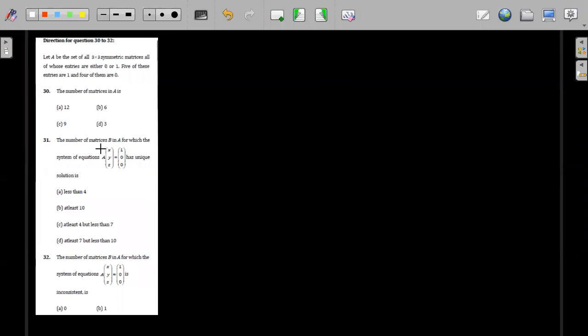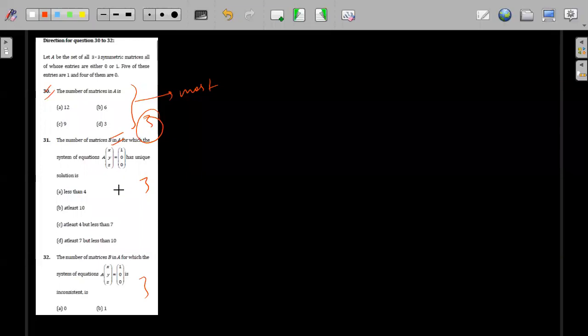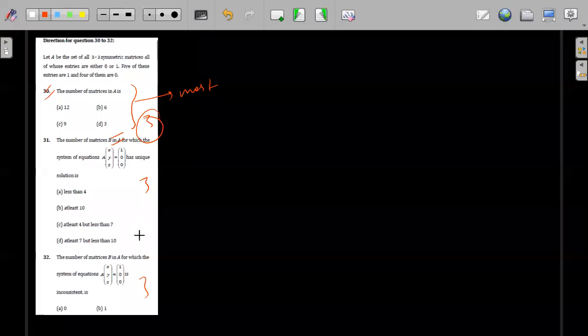JEE Advanced questions are very simple, just a little bit lengthy. Not always, but in the past few years they have been giving lengthy questions. Now let's see, this question was very simple. The first part was the most important part, again 3, 3, 3, 9 marks. If you have solved this first part within 3 minutes, the remaining 2 you can solve in 1 minute each. So you can get 9 marks in only 5 minutes.